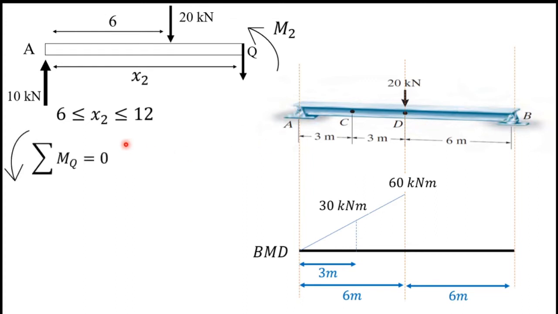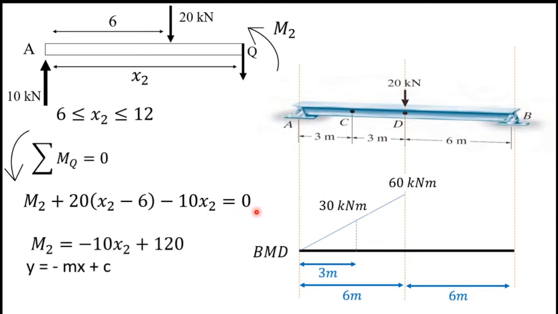So next I am going to take moment about point Q. Then I will have m2 plus 20 times (x2 minus 6) minus 10 times x2 equals 0. Then I can simplify this and get an answer for m2. m2 equals minus 10x2 plus 120. So as you can see, this is y equals minus mx plus c type.